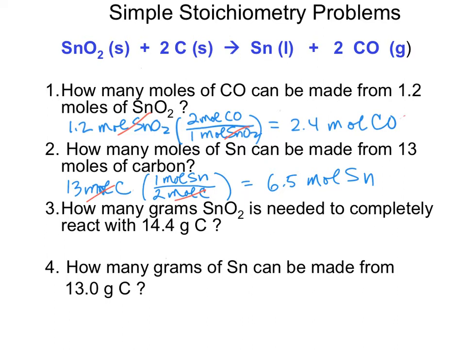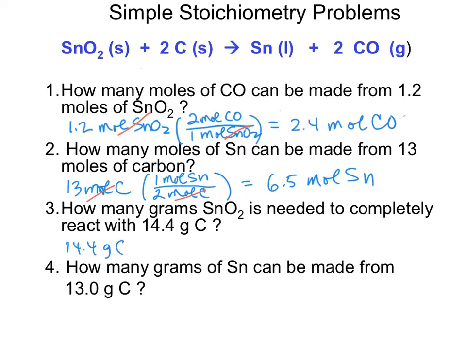All right, and then let's see the third one. How many grams of tin(IV) oxide is needed to completely react with 14.4 grams of carbon? Now in this problem, you have to go from grams to moles for the carbon, and then you look at the mole relationship with regard to the coefficients. So we're going to use 12.01 grams per mole to convert this to moles, and then we're looking at the relationship between the carbon and the tin(IV) oxide. So given a certain amount of carbon, how much tin(IV) oxide is needed?